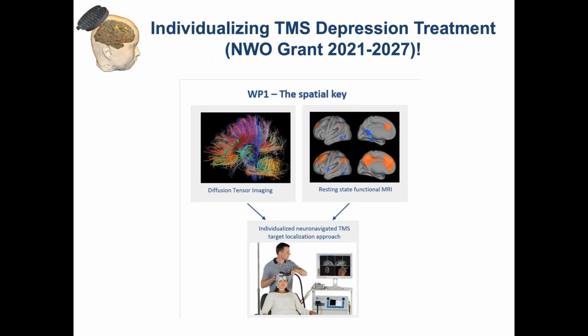Could be amygdala, could be hippocampus. Whatever you are interested in, you use that as a seed, and you let the data tell you which cortical area in this particular patient is most correlated or anti-correlated to your target, and then you use neuronavigation to place your coil on that personalized target. That's the spatial key. The SAINT protocol, for example, is also using this component, for those who are familiar with this.